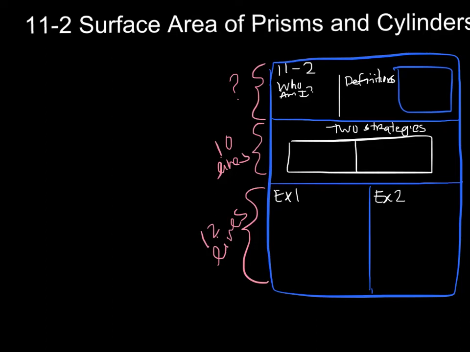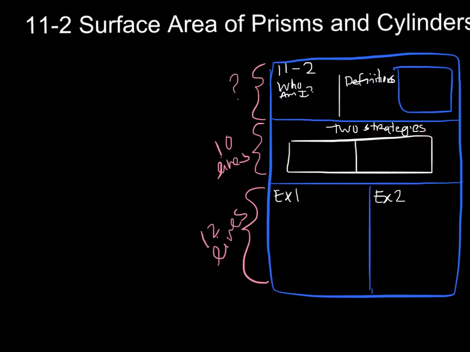For today's notes, I'd like you to set it up with this title, 11-2, Surface Area of Prisms and Cylinders. We're going to set up our notes from the bottom, so I want you to count up 12 lines and draw a line, cut it in half, then 10 more lines for where I'm going to show you two different strategies for finding the area.